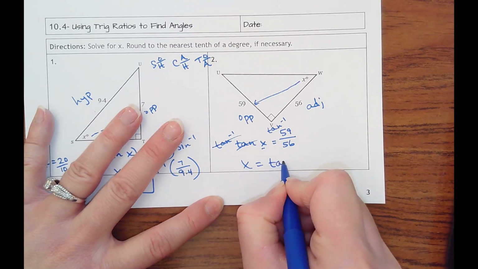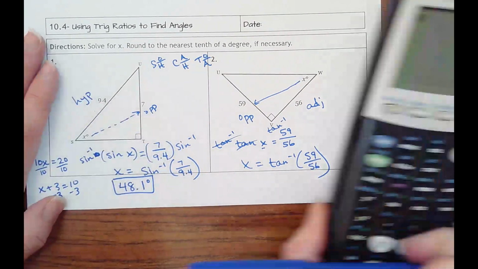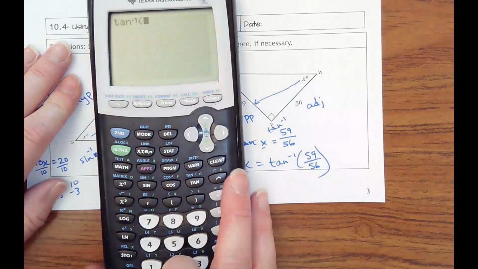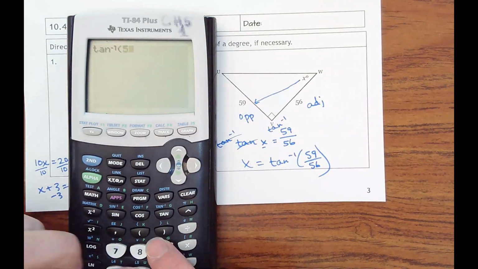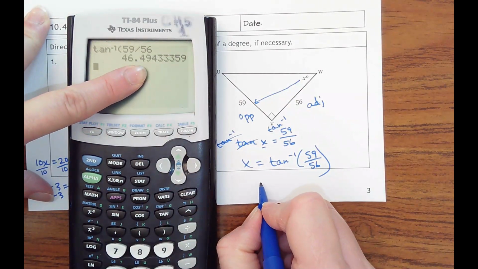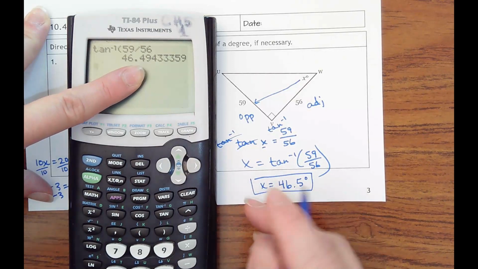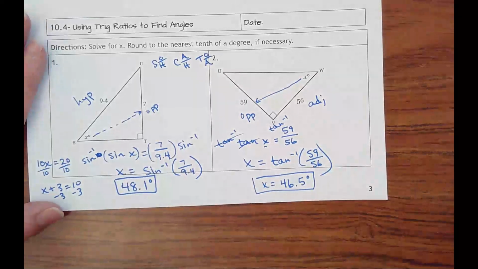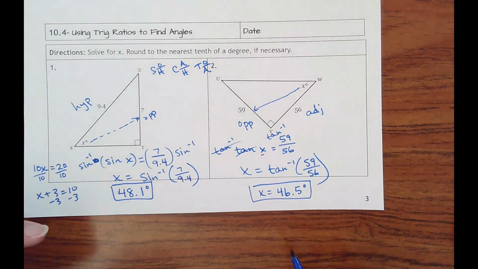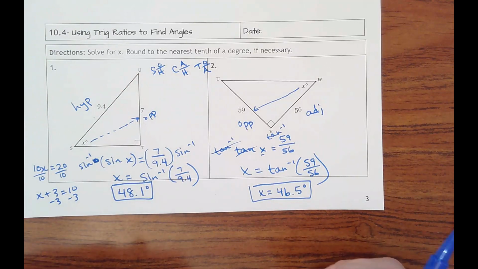On my calculator, I'm going to do inverse tan of 59 over 56. So I hit second tangent and put in 59 over 56. Now I get 46.5 degrees. So again, same thing we're doing, setting up sine, cosine, tangent of, this time x, because we don't know the angle, equals doing your right ratio, and then just hitting second sine or second cosine or second tangent to get that to cancel and solve for x, which is the degrees.